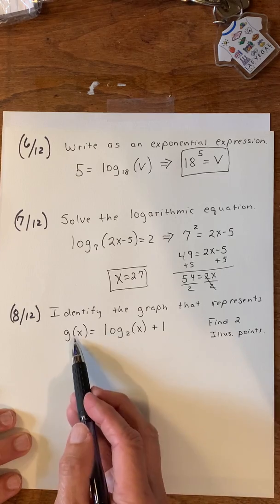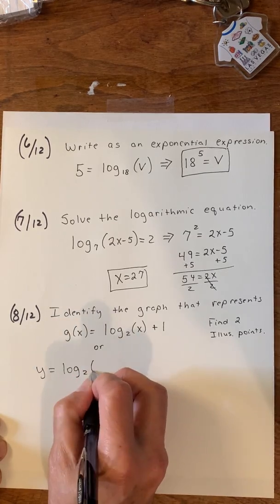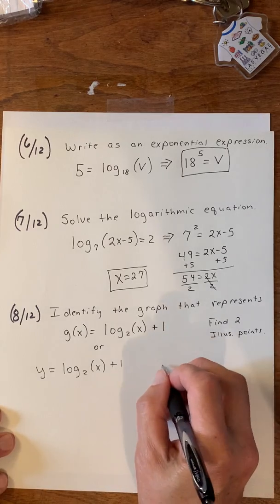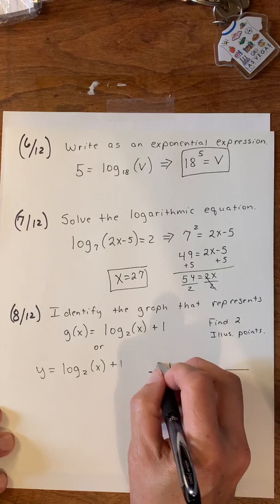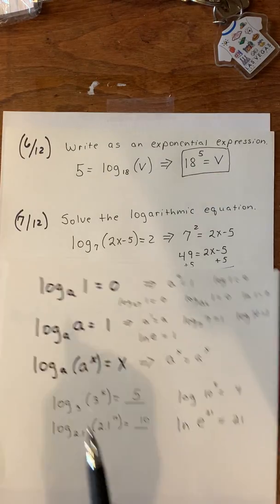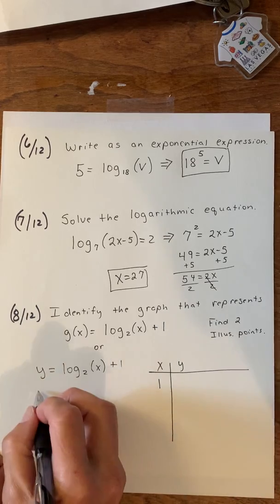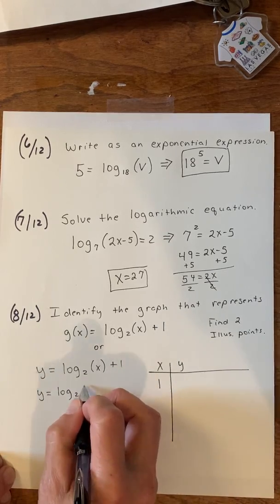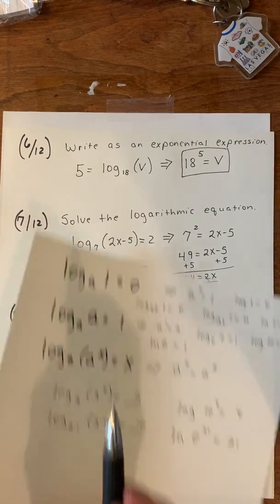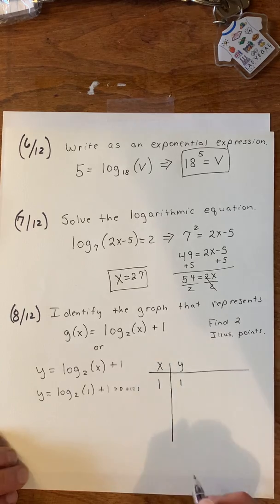And the first thing I'm going to remind myself of is that I can re-express g of x as y is log base 2 of x, whatever that is, plus 1. Keep in mind, I have to evaluate this before I add the 1. All right, let's find some points. First of all, I'm reminded that log base anything of 1 is easy to find. It's 0. So I'm going to let my x be 1. So y is log base 2 of 1 plus 1. Log base 2 of 1, log base anything of 1 is going to be 0. So log base 2 of 1 is 0 plus 1. That's 1. So I get the point 1, 1.